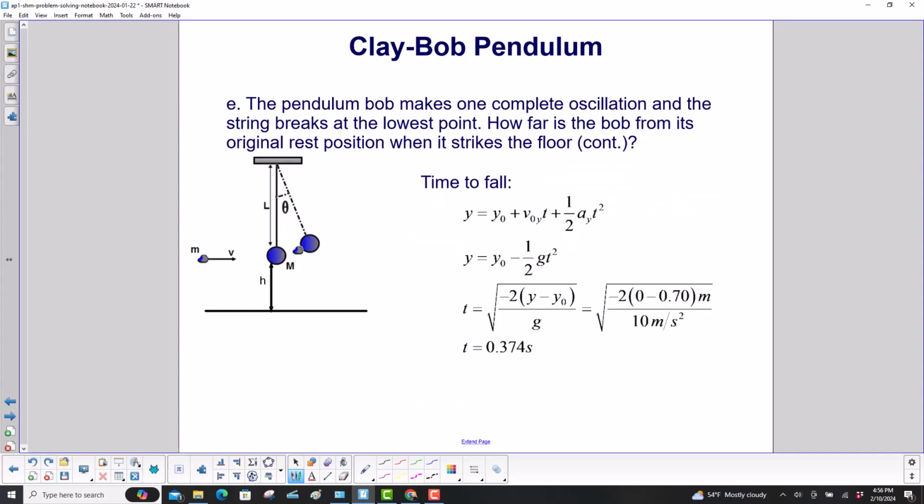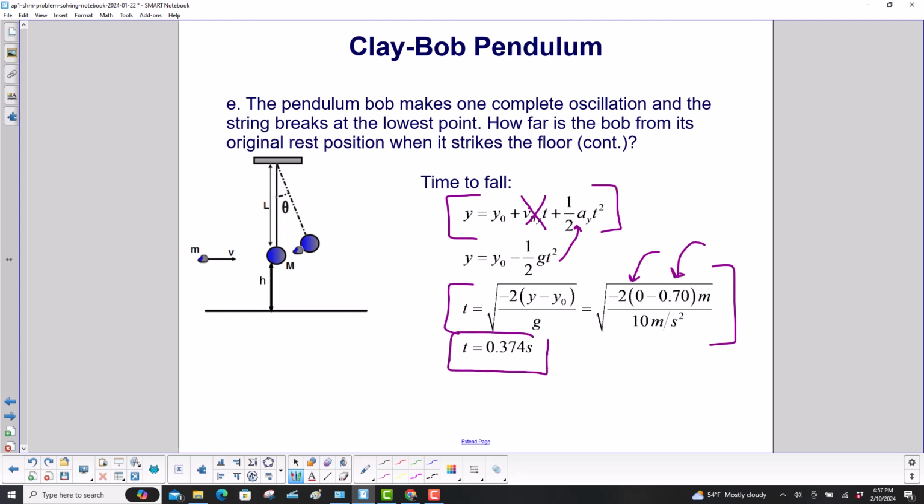Calculate the time to fall. So we use second kinematics in the y direction. This goes out right away because there's no velocity in the y direction. And we substitute in negative g for the acceleration. Then we arrange it to solve for t. Substitute in our variables. 0 is the final height. This is the initial height. And we get the time to fall is 0.374 seconds.